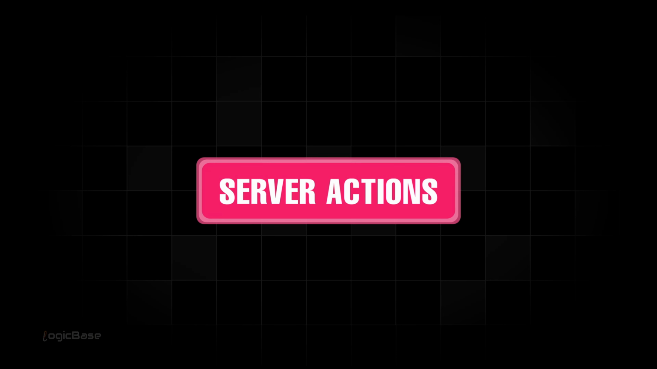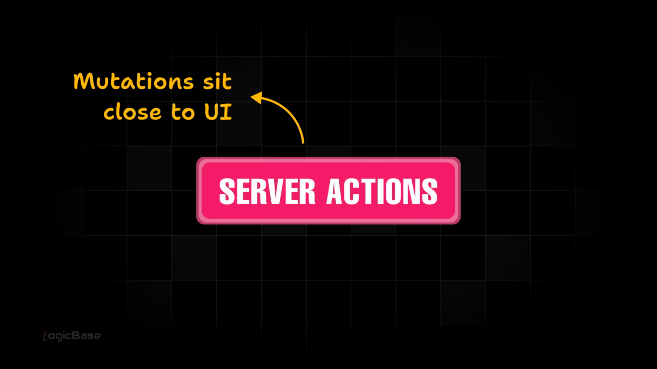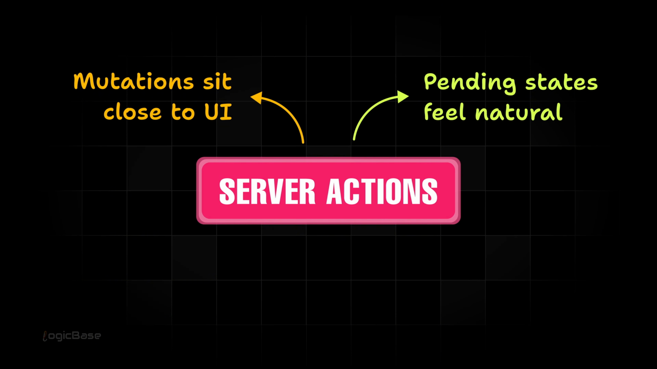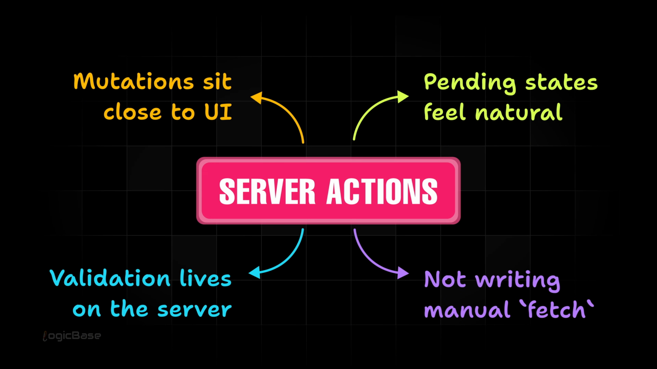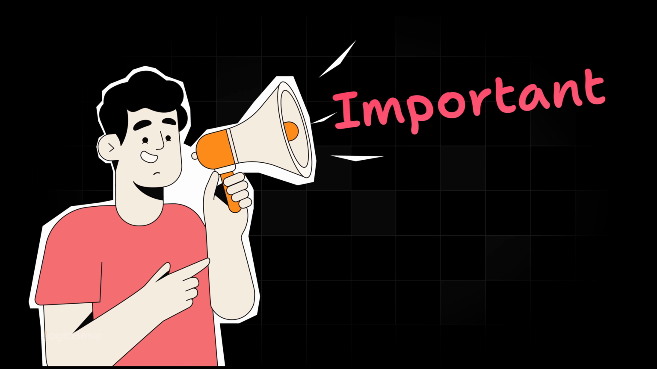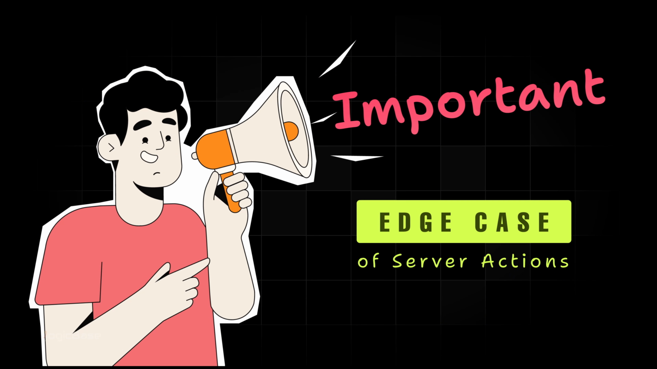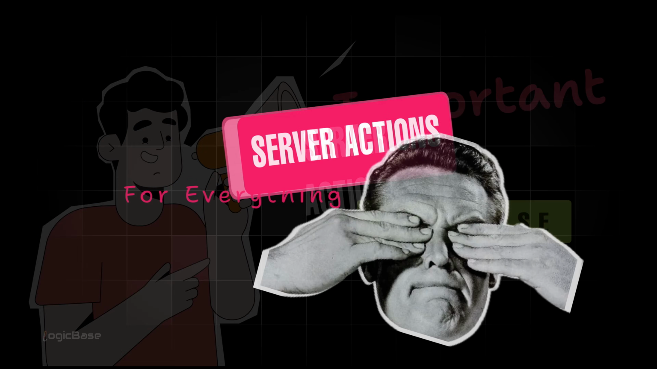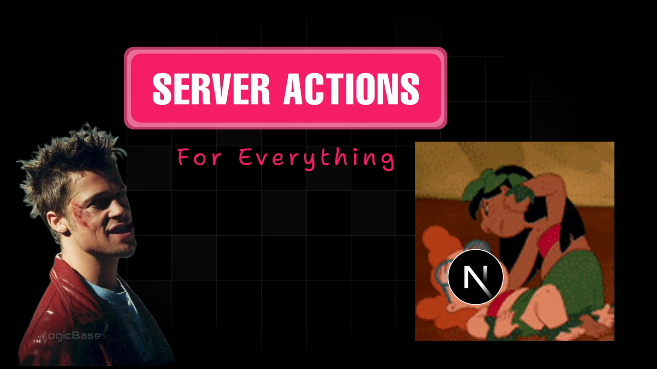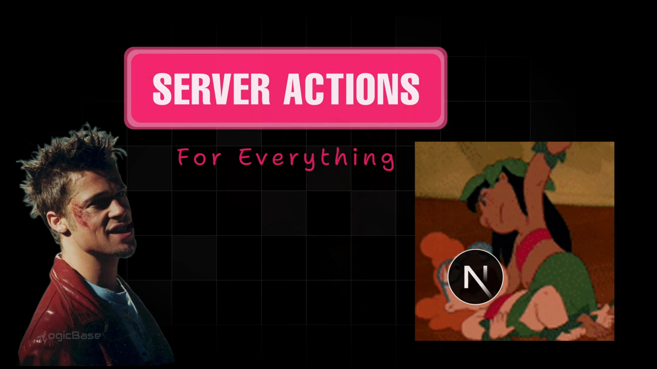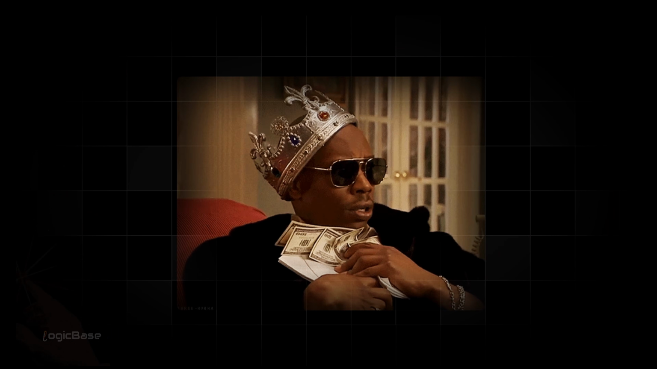By now, we have gotten a lot of mileage out of server actions. Our mutations sit close to the UI that triggers them. Pending states feel natural, validation lives on the server, and we are not writing a bunch of manual fetch code for every submit. Now, we need to do something that's honestly more important than the feature itself. We need to learn where the edges are. Because if you try to use server actions for everything, you will eventually end up fighting the framework. And if you ignore server actions completely, you will keep paying a mini API tax for simple internal mutations.